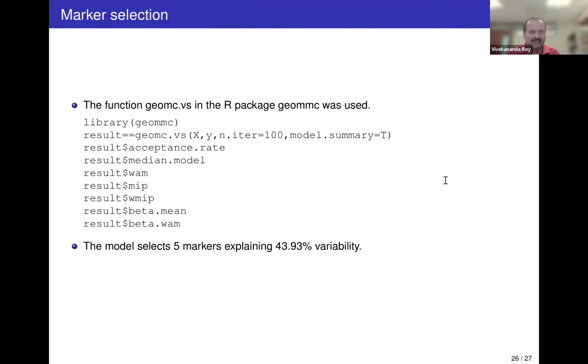So, this is implemented in an R package, geommc. It's very easy to implement geommc.vs function, which implements this variable selection geometric sampler. You only need to put X, Y, the covariate matrix and the observations. And if you have a variable selection problem, I would request you to give it a try.